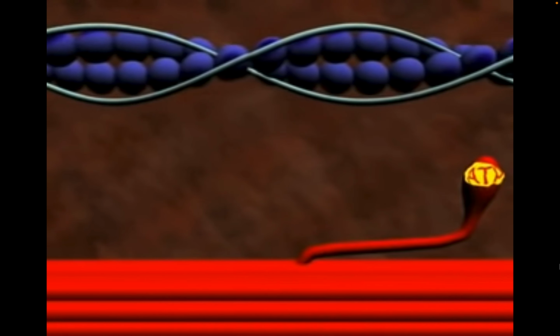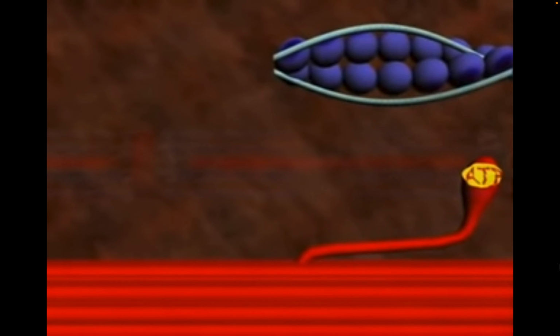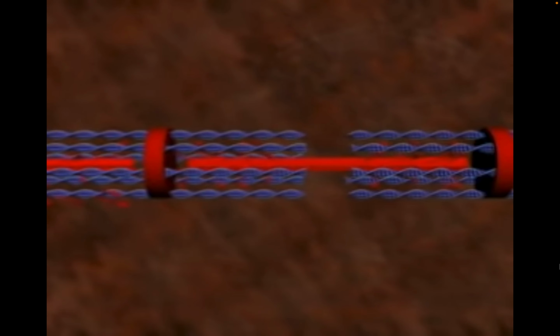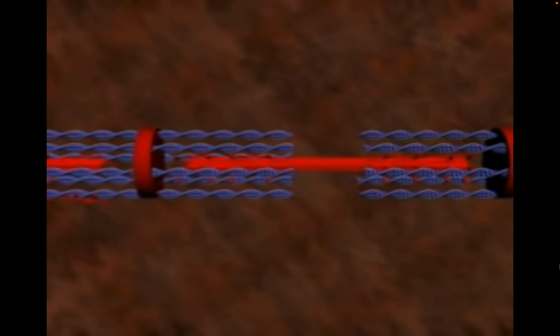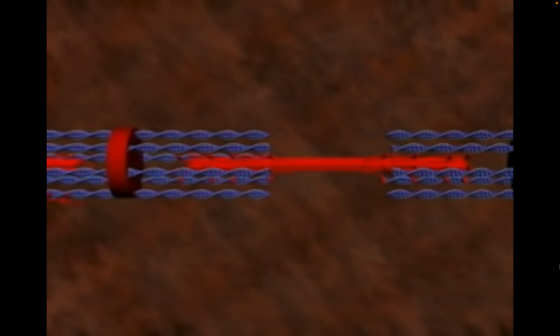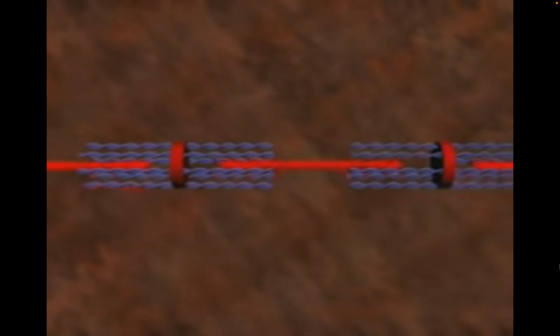And one more thing. Each myosin head attaches to and releases from actin independently, not in unison. Otherwise, the myosin heads would all release at once, and the whole muscle would go to a relaxed state. And that wouldn't be good.